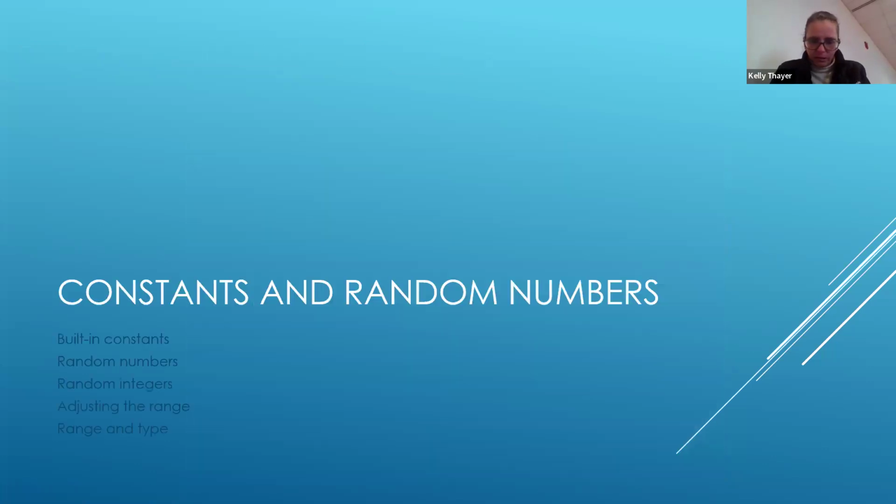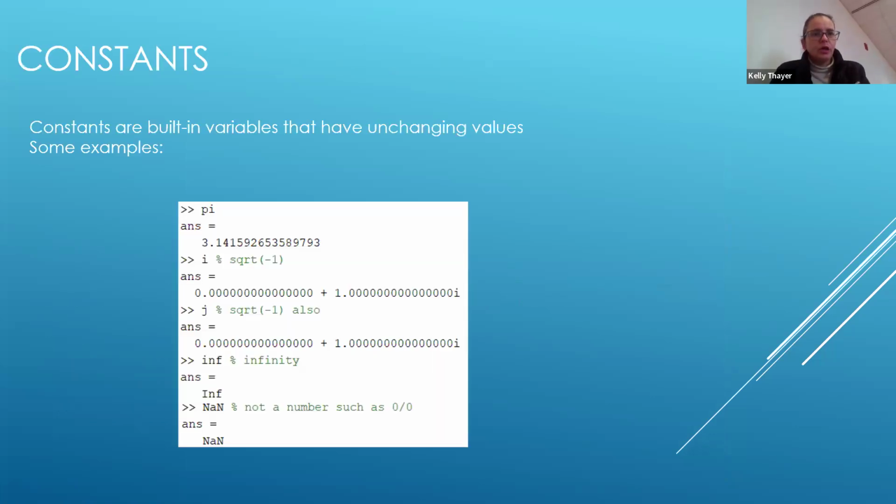There are also constants and random numbers built in, which can be really quite helpful. Constants are built-in variables that have unchanging values, not too surprising. So there is pi, we see that we have pi built in. We have i, which is the square root of -1. We see this being represented in the i and j format. These are kind of interesting because i and j both are the square root of -1. We also have Inf for infinity, and NaN, which is not a number. For example, division by 0 gets the value of NaN in MATLAB.